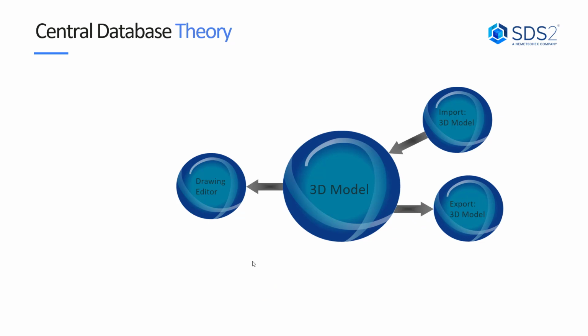Lastly, from the 3D model at the end of the project, you can export your 3D model. So if you want to send your 3D model that you made inside of SDS2 to a customer or to a contractor, you can choose to do so, and you can send them an IFC file, a CIS2 file, or you could send them a drawing file or a DXF file.